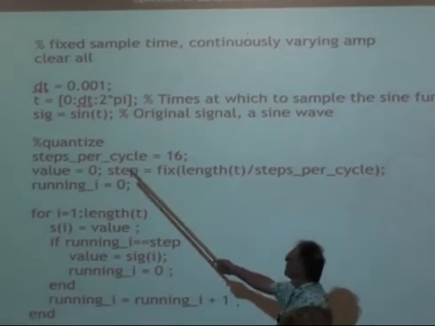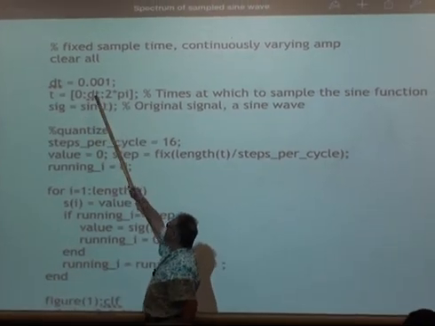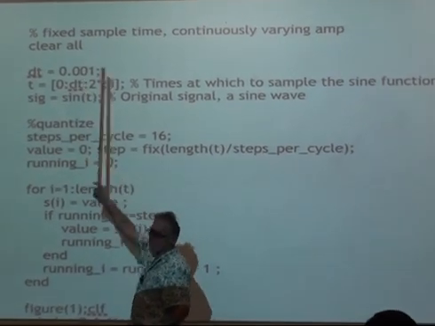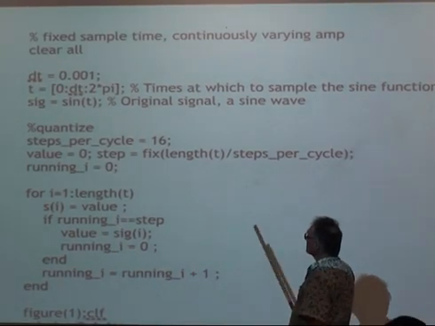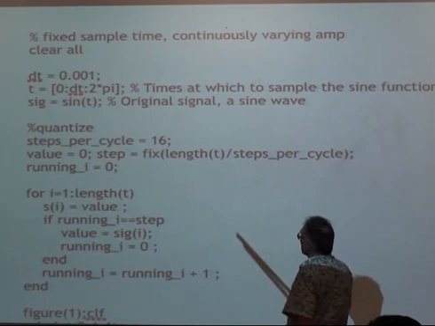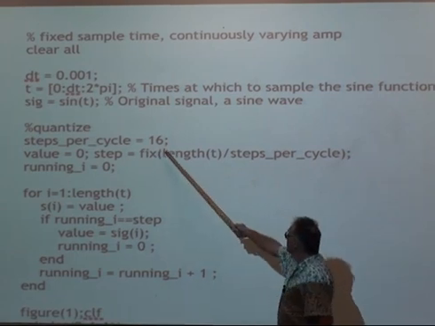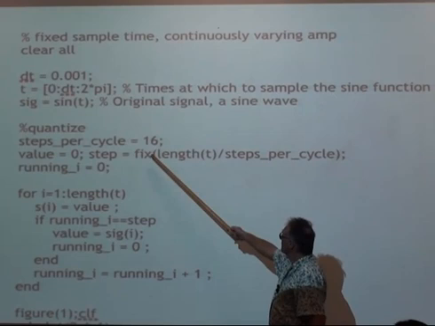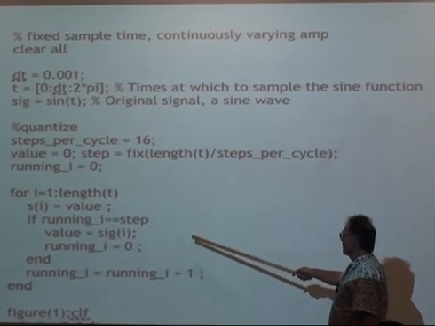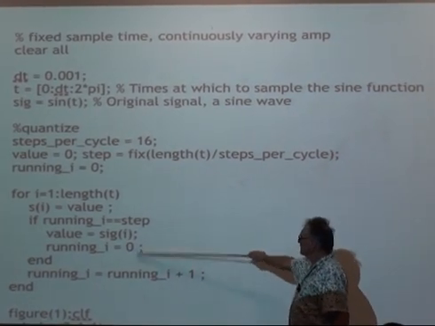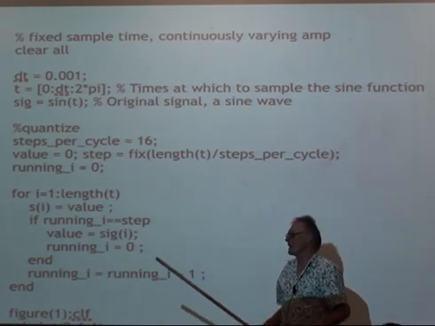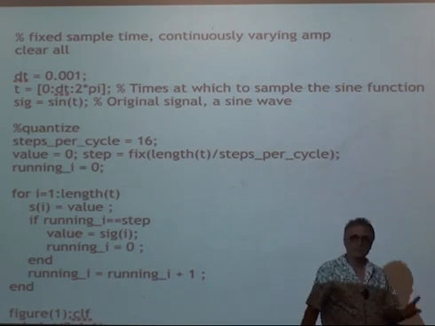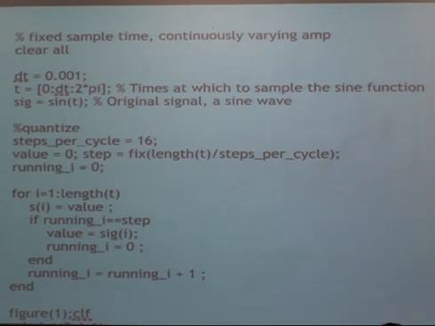I specified the time goes to 2 pi, so I get 1 cycle. I set a dt to 0.001, so I'd have lots of points. So it's actually 6,200 points in the FFT. Set the steps per cycle, number of points per cycle, to 16. And then I do this weird thing that builds a step function. There might be a better way to do it in MATLAB, but pretty soon you can't remember all the functions in MATLAB because there's 5,000 of them.